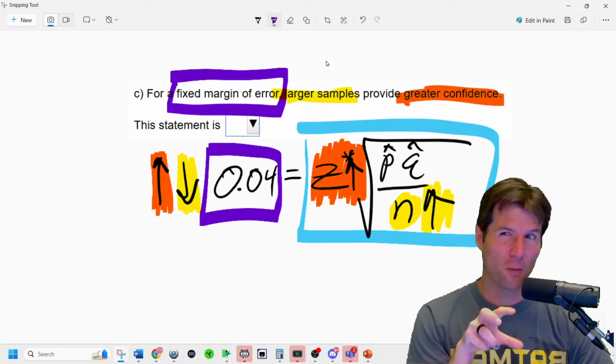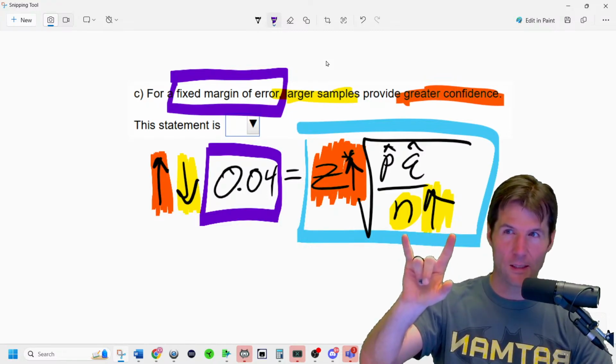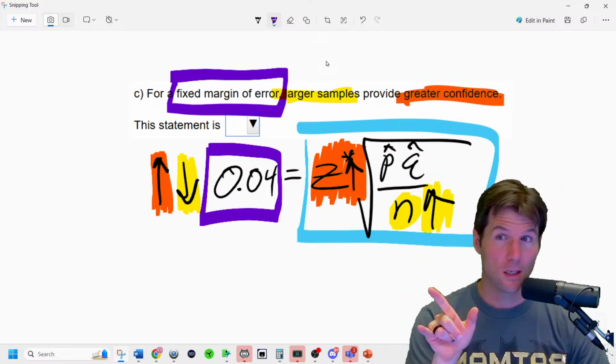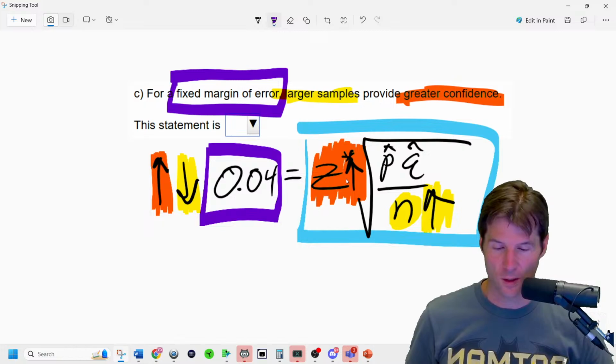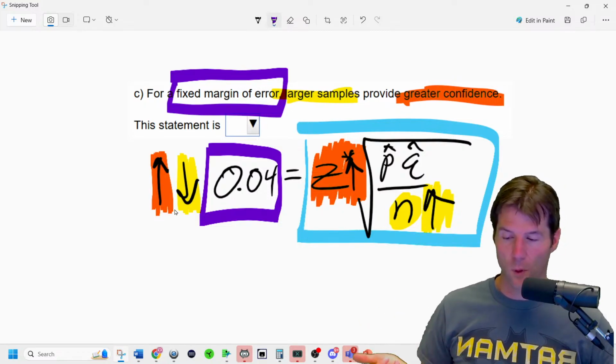Well, so it's counterbalancing. It's saying if your margin of error can't change, well, we know if we increase n, margin of error gets smaller, right? We know if we increase z, margin of error gets bigger. That's why I have it in the orange right here. If you increase z, margin of error gets bigger, right? That's what the color-coded arrows mean. Like if n increases, margin of error gets smaller.